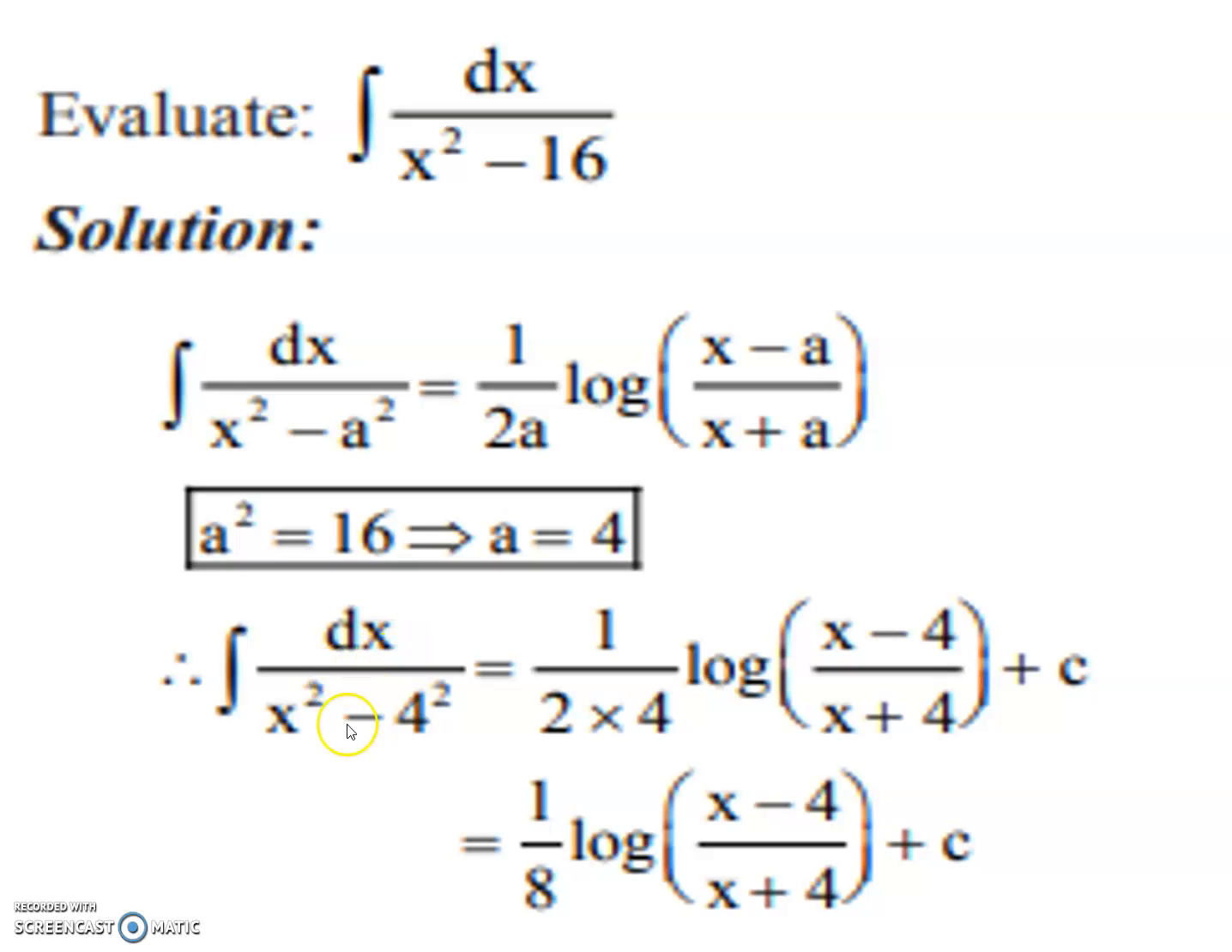Integration dx upon x square minus 4 square is equal to 1 upon 2 into 4 log x minus 4 upon x plus 4 plus c. 4 into 2 is 8, so 1 upon 8 log x minus 4 upon x plus 4 plus c is the final answer of integration dx upon x square minus 16.